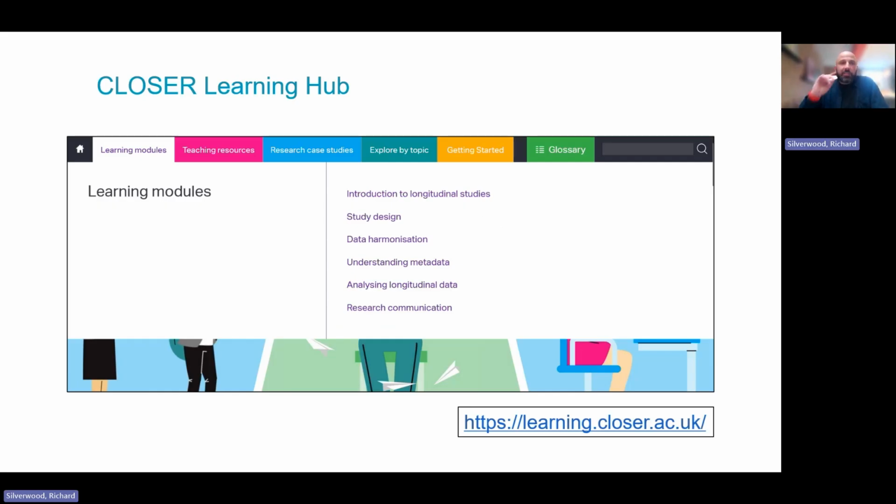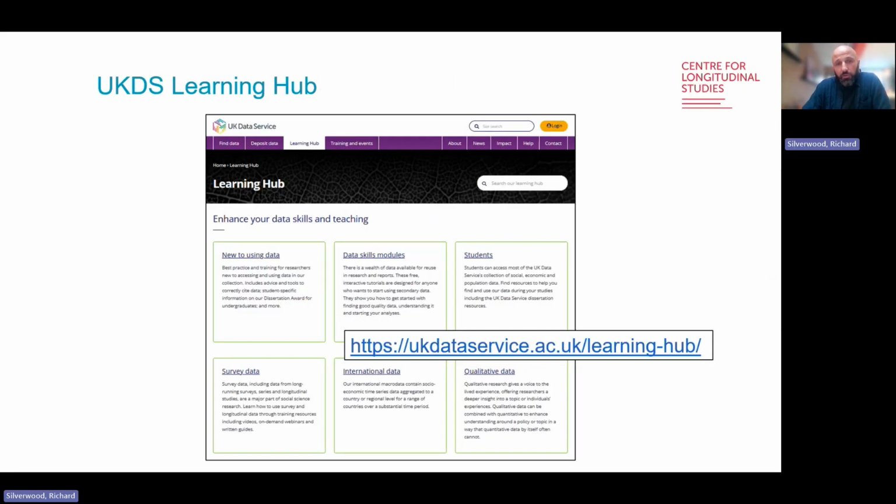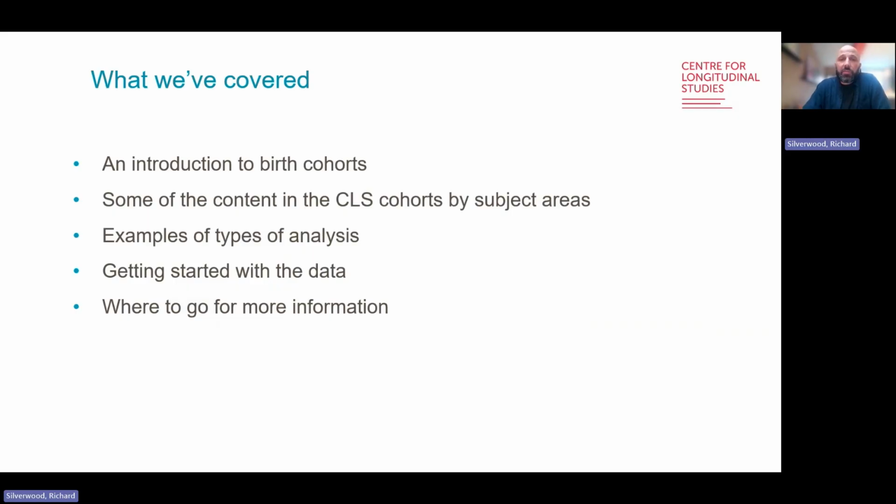CLOSER have an emphasis on accessing and using data from longitudinal studies in the UK. They have a learning hub, which has different learning modules that you might be interested in, and you can see on the screen there. The National Centre for Research Methods run training for research methods, as the name suggests. And so they have lots of relevant in-person, webinar and recorded training opportunities there. The UKDS that we've already met also have a learning hub with lots of different training across the different types of data that they have there.